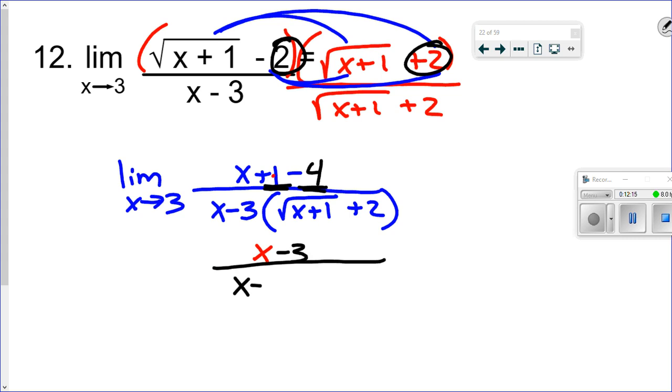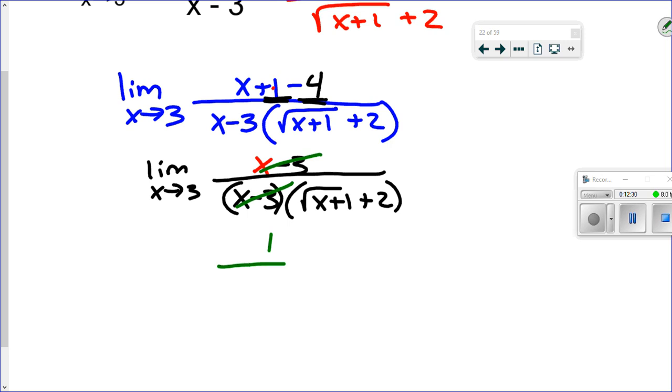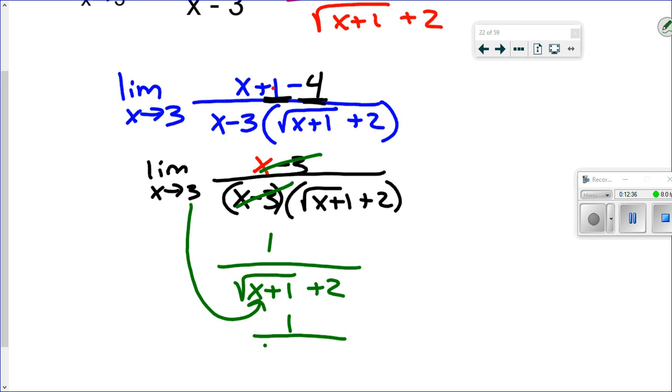On the bottom we have x minus 3, and then we have the square root of x plus 1 plus 2. So, notice this one works really cool because the x minus 3's cancel out. And we have 1 over the square root of x plus 1 plus 2. We can plug our 3 in. So it's 1 over the square root of 3 plus 1 plus 2, which is 1 over 2 plus 2, which is 1/4. So that's our limit there.